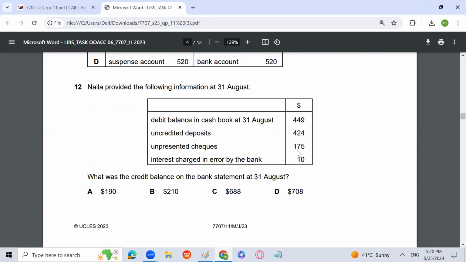Next, Naila provided the following information at 31st August. Debit balance in cash book, uncredited deposits, unpresented checks, interest charged in error by the bank. What was the credit balance on the bank statement at 31st August?